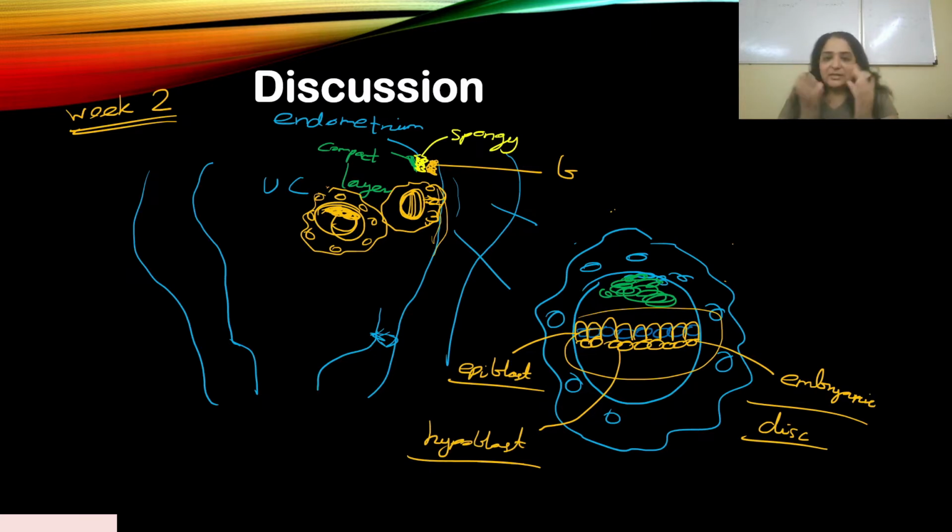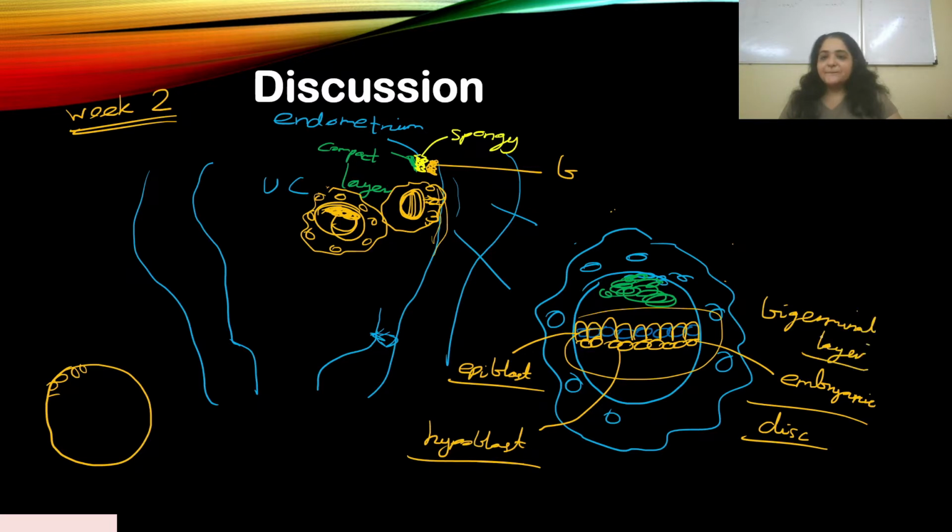Now the inner cell mass differentiates into epiblast and hypoblast, and this forms an embryonic disc. It's like a disc, and you have your epiblast cells, and below that you have your hypoblast cells. So this is the bigerminal layer. Once this bigerminal layer is formed, later on in week 3 of development, it will become the trigerminal layer, but we will go into that later.